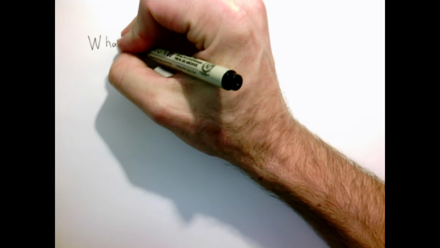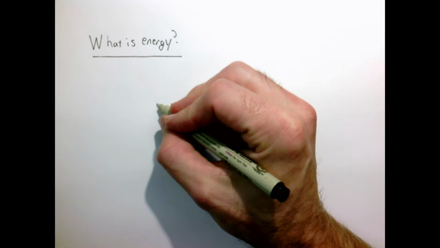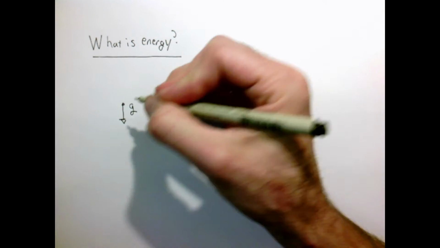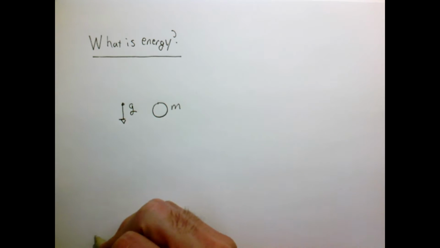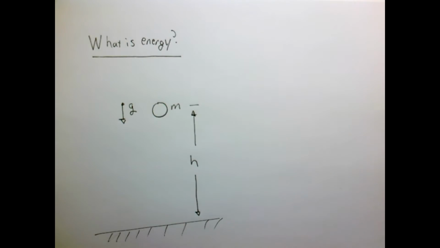Okay, today we're going to try to answer a very important question. What is energy? So let's start with a simple example because that'll bring out a number of important points. Let's imagine we have a ball. Its mass is m, it's in a gravitational field g, and there's the ground. We'll say its height is h off the ground.